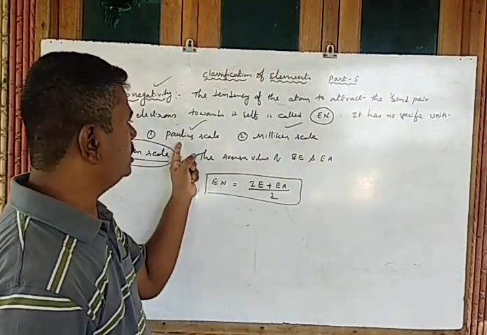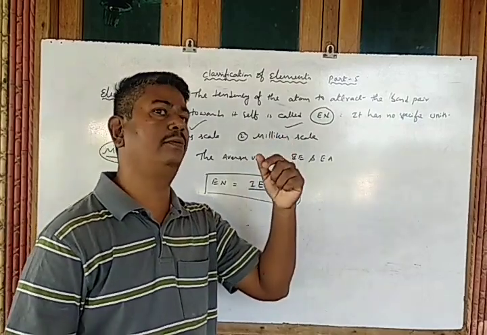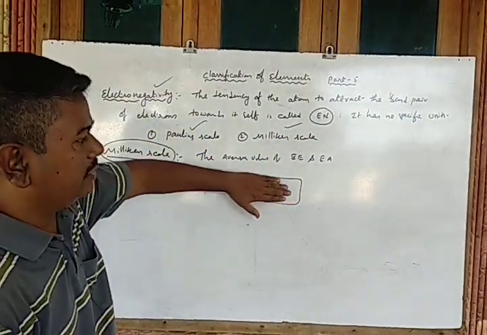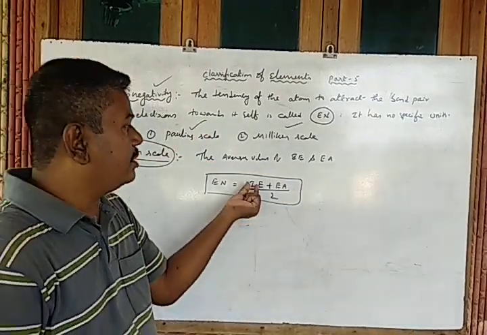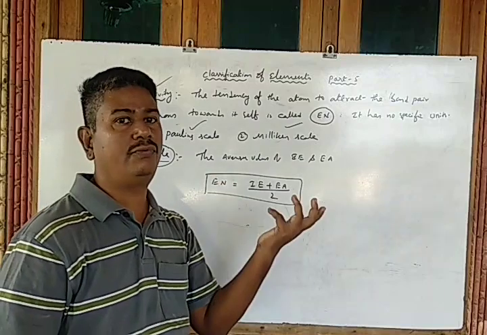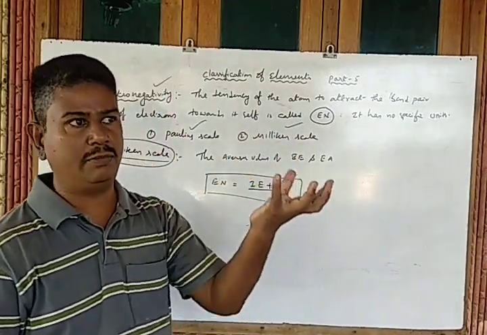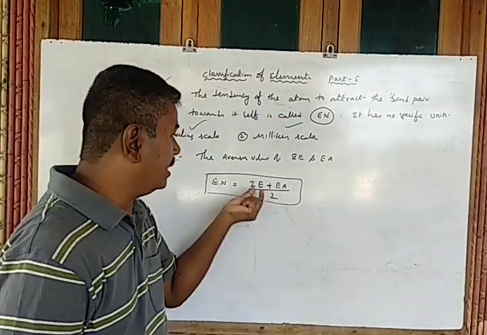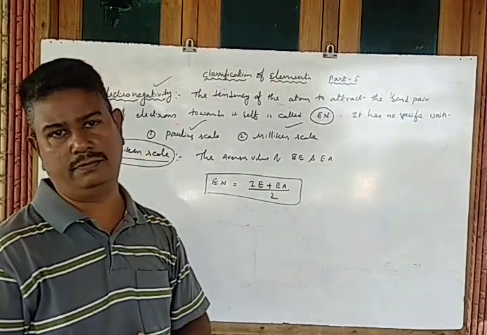So we have two scales, the Pauling scale as well as the Mulliken scale. Mulliken scale values will be more than the Pauling scale values. That means what you calculated here is more than the Pauling value, because the ionization energy value is more for halogens. Because they have more electronegativity, they have more tendency to attract the bond electrons. So automatically the ionization energy value as well as the electron affinity value is also more.